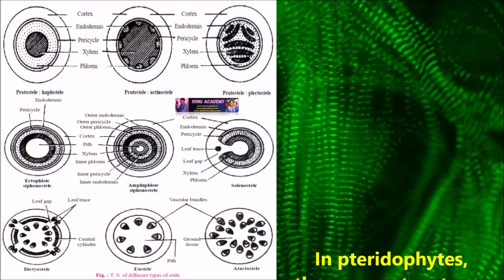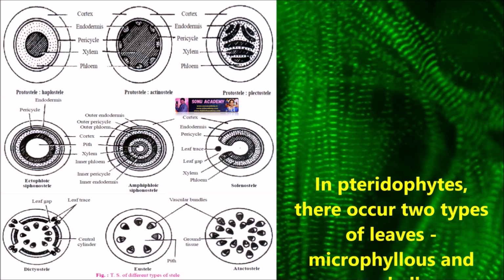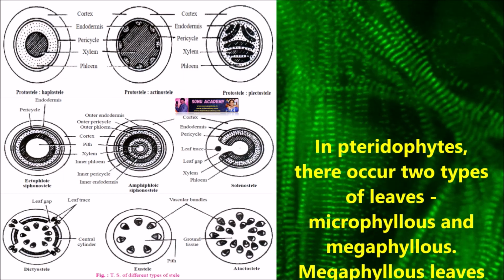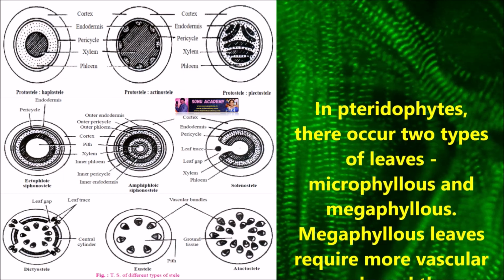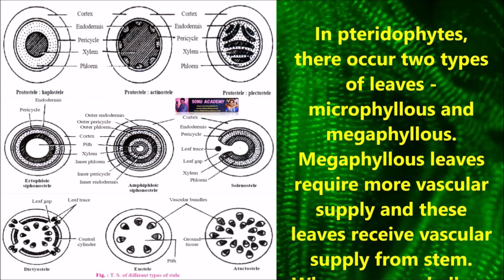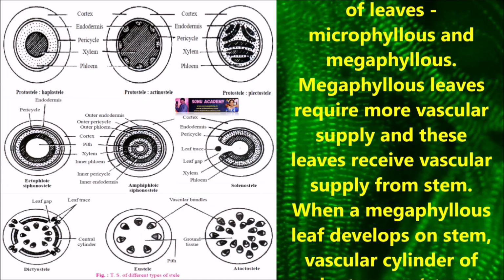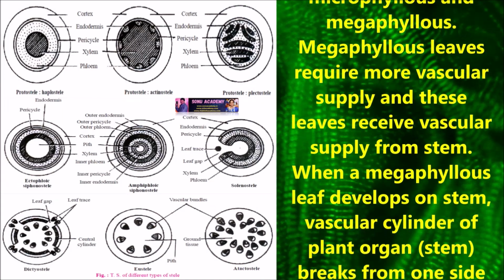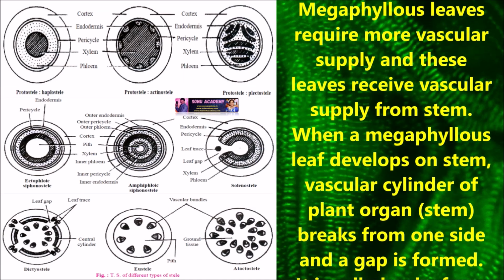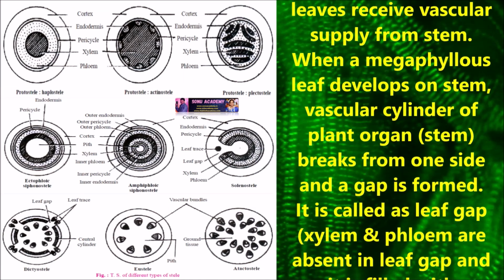Now let us discuss solenostele. In pteridophytes, there occur two types of leaves, microphyllous and megaphyllous. Microphyllous leaves do not require much vascular supply, but megaphyllous leaves require more, and receive vascular supply from the stem. When a megaphyllous leaf develops on the stem, the vascular cylinder of the plant organ breaks from one side and a gap is formed. It is called a leaf gap.